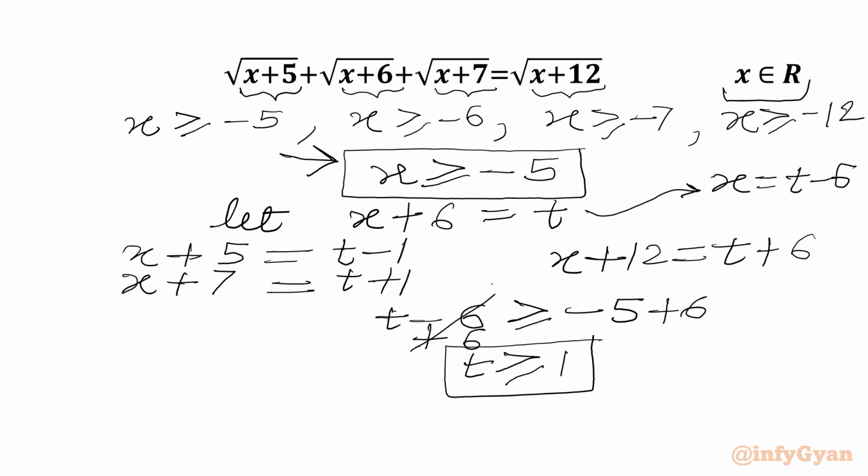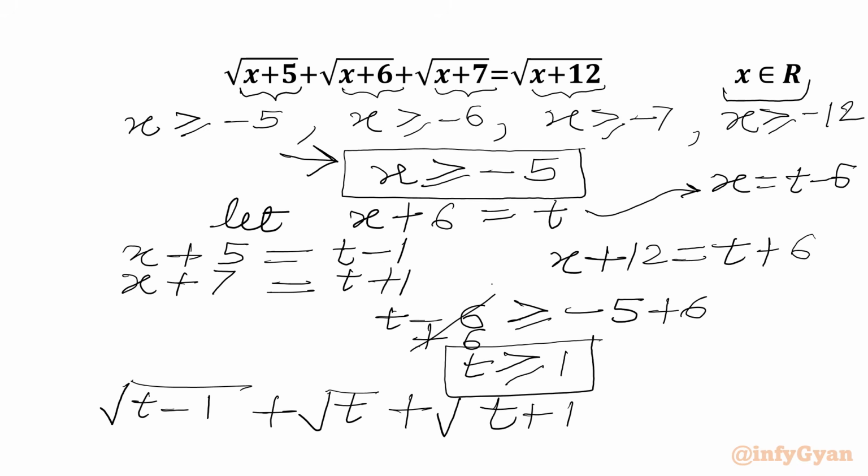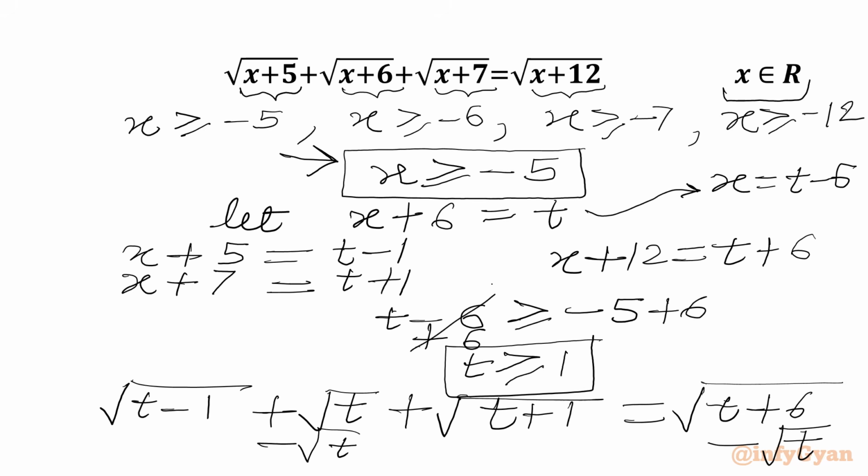Now we will write our equation in the variable t. √(x+5) is √(t-1). Then we have √t. Then we can write √(t+1) equal to √(x+12), which is √(t+6). Now we have to subtract √t from both sides. So in the LHS there will be √(t+1) plus √(t-1), and in the RHS √(t+6) minus √t.